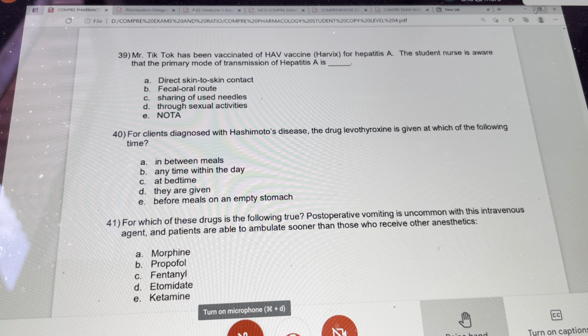Next, someone said it is better absorbed at night, so bedtime. No, it should be given before meals on an empty stomach. In fact, it should be taken at the same time every day for better absorption, efficiency, and effectiveness of the medication. That is what the book says.